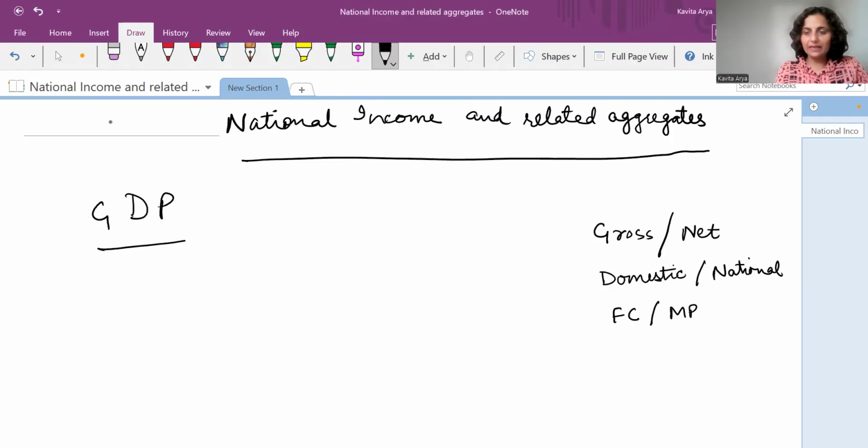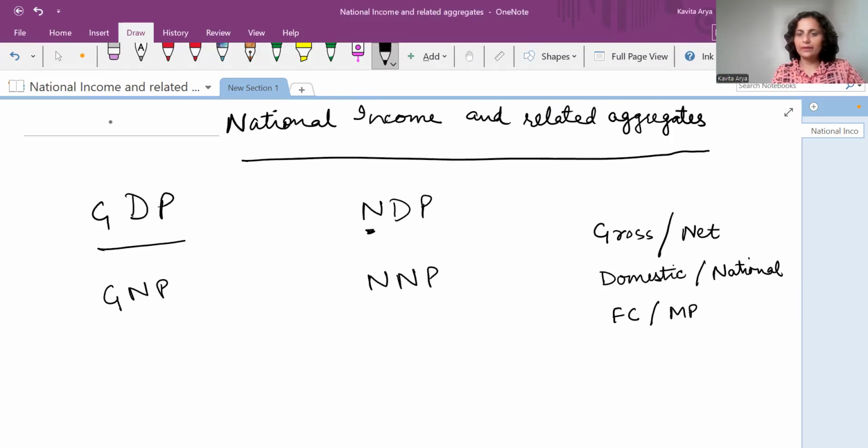Like we have GDP, on a parallel note, we would have NDP. I have tried to alter the first position, as gross has another concept of net. On a similar note, instead of D, that is domestic, if I say N, that is national, I get GNP and here it is NNP. I have utilized this. Now, what do FC and MP do here?